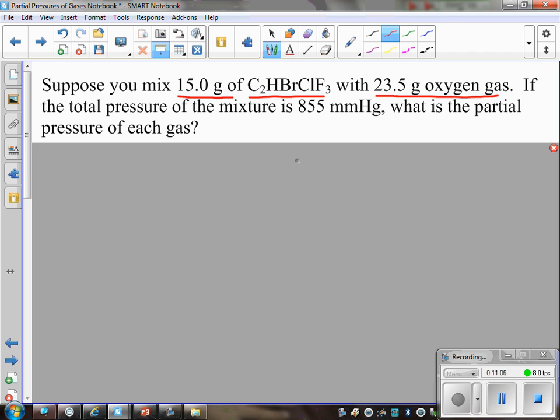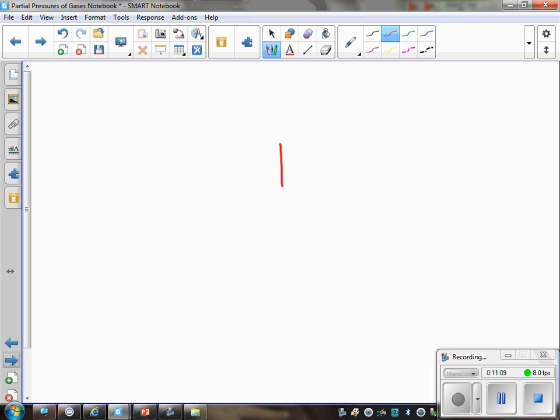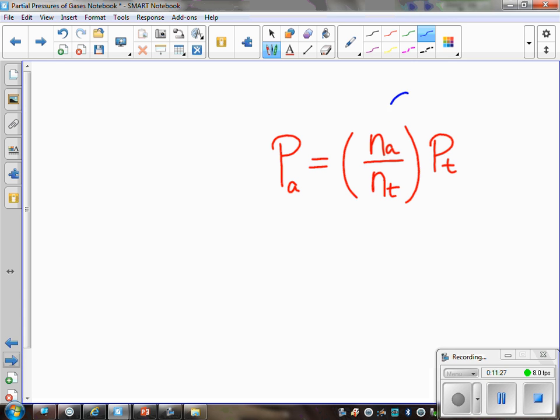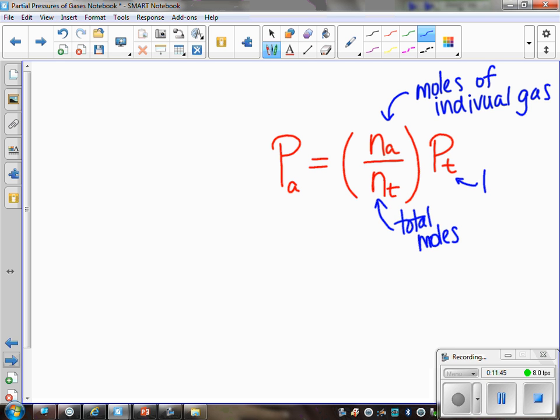And you can see it there on your paper. Okay, here you go. So the equation is the partial pressure, the pressure of A, meaning whatever substance it is that you're figuring out, is going to be equal to the moles of that individual substance over the total moles times the total pressure. Again, you might label these. This right here is moles of individual gas, or individual part, whatever you're trying to find. And then down here is total moles. And then right here is total pressure. And then here is partial pressure of individual gas.